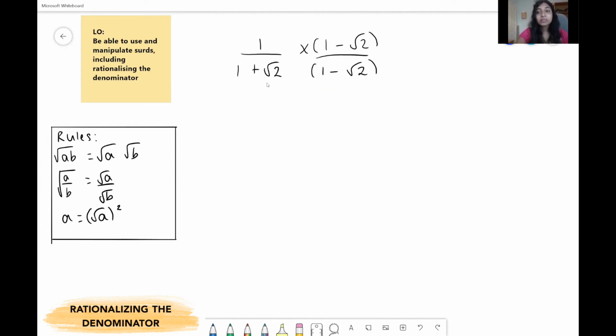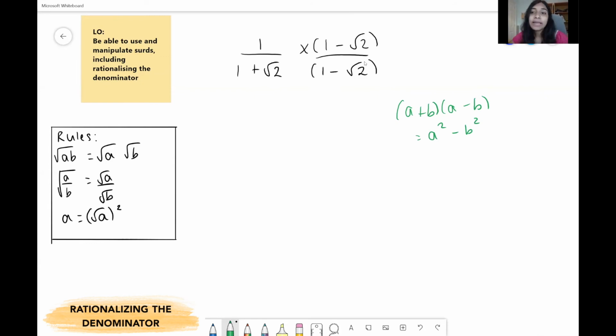And the way this works is, if you remember, if you have A plus B and you times that by A minus B, that's just the same as A squared minus B squared. So it's just like the difference of two squares.